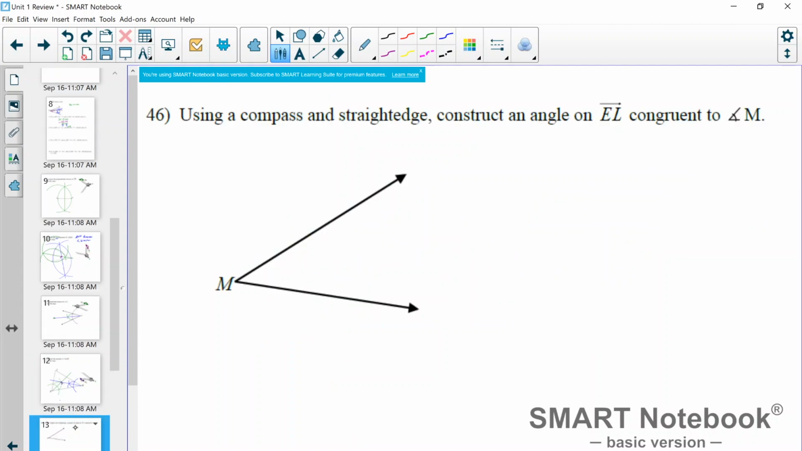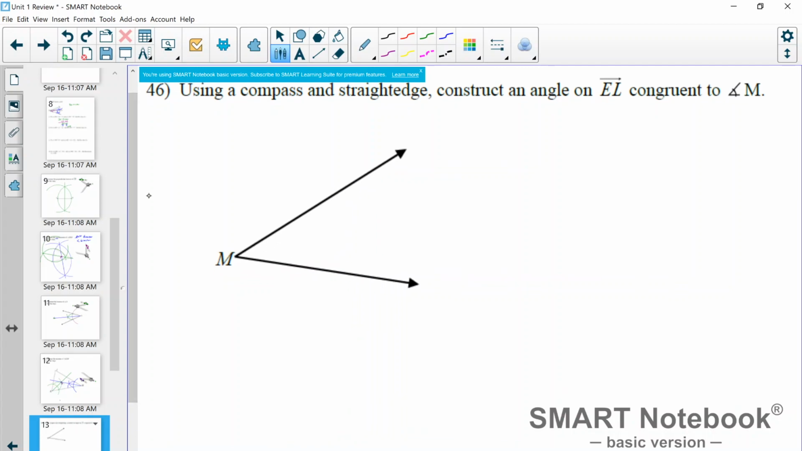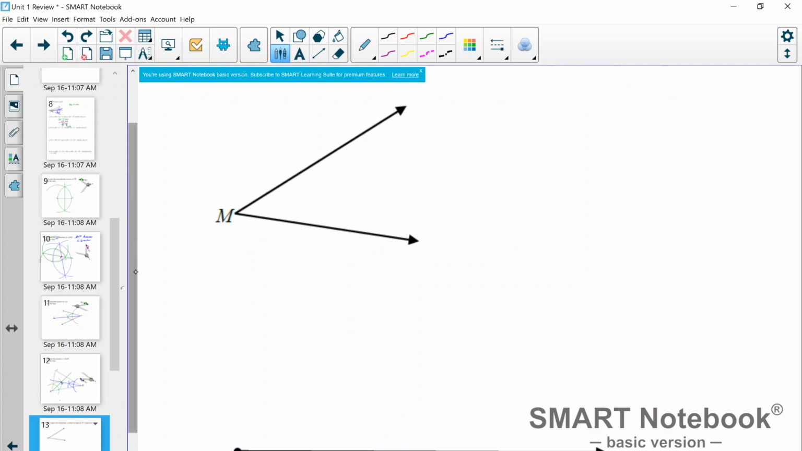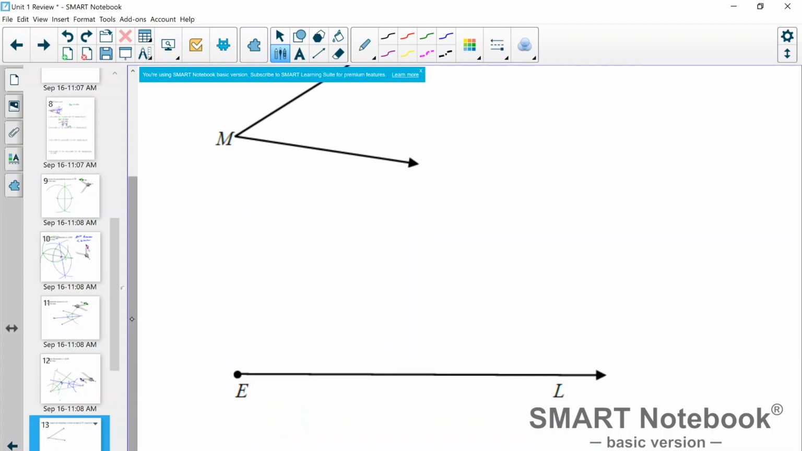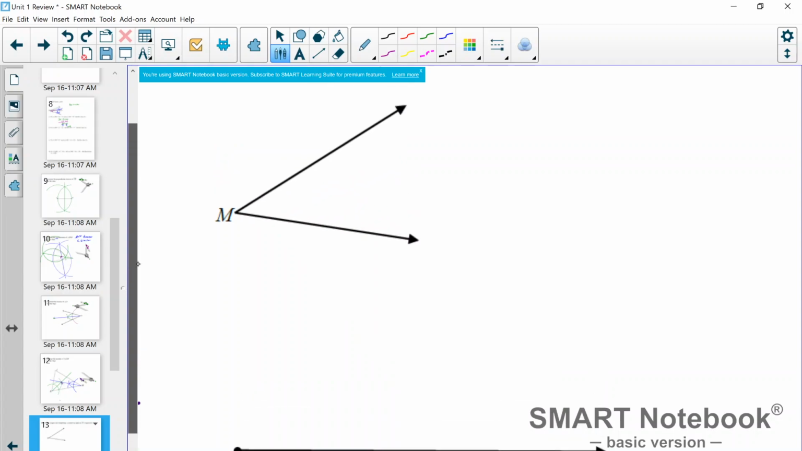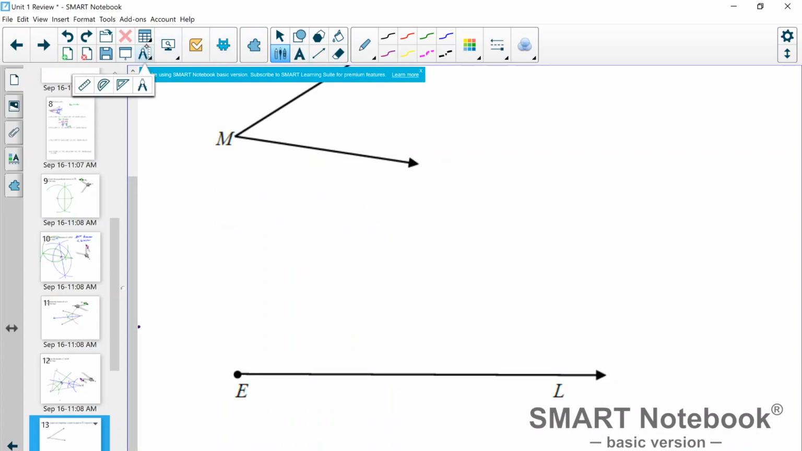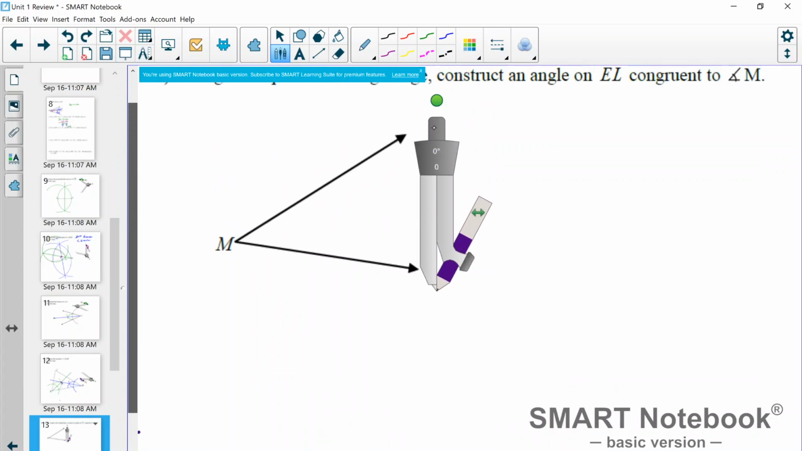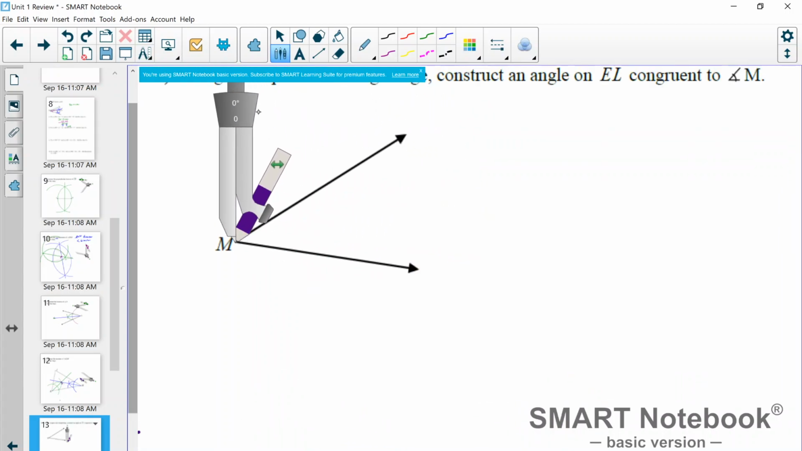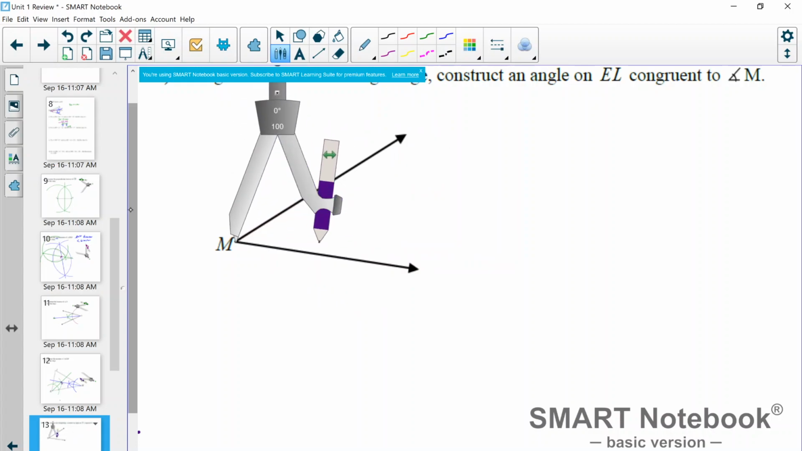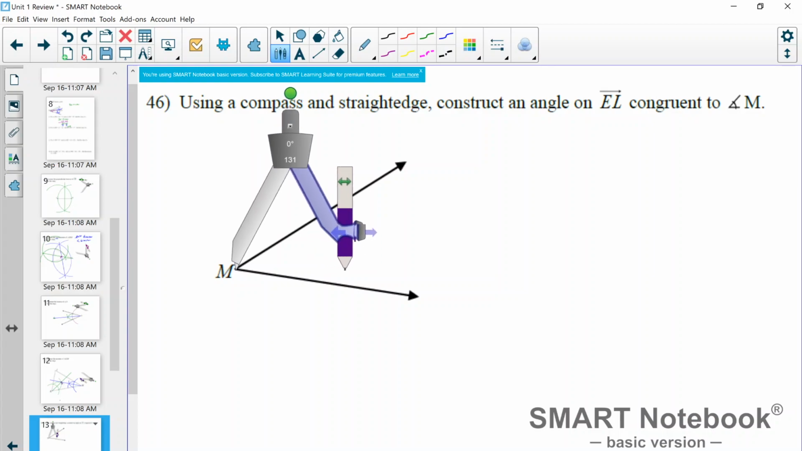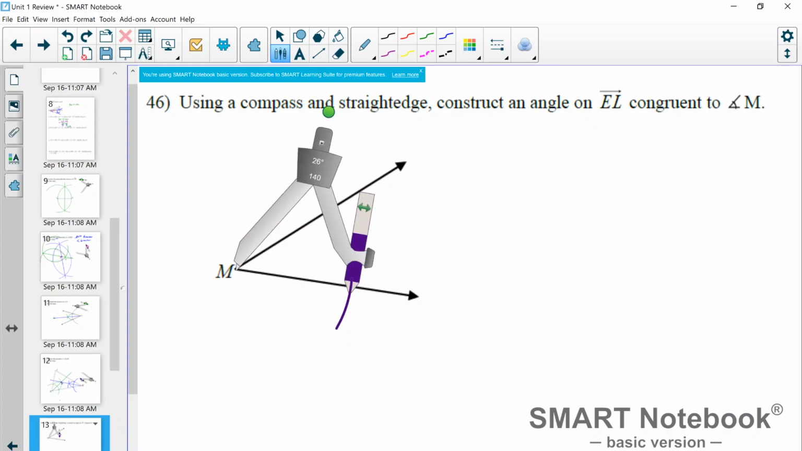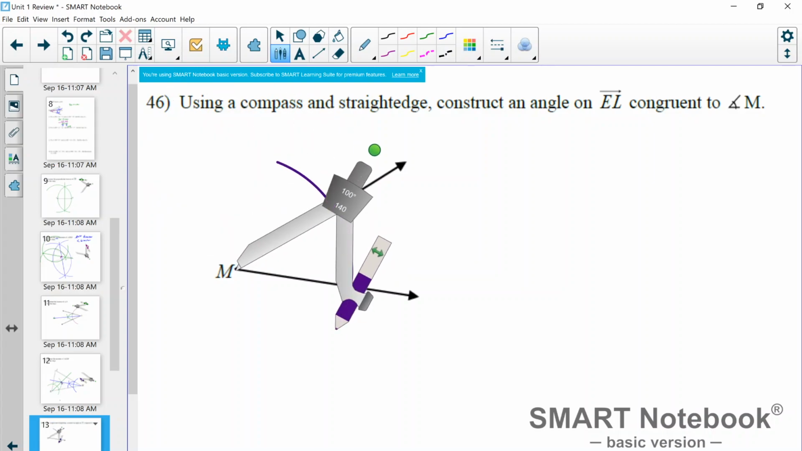Number 46, we're going to construct an angle on EL here that is congruent to angle M here. So we are going to be copying the angle really. So what we have to do is pretty much very similar to what we do with an angle bisector. So construction means compass comes out, and what we want to do is place our bullseye on the vertex on M, and we can open our compass up as far as we want. Doesn't really matter. And we are going to mark it through. So notice it went marked through.